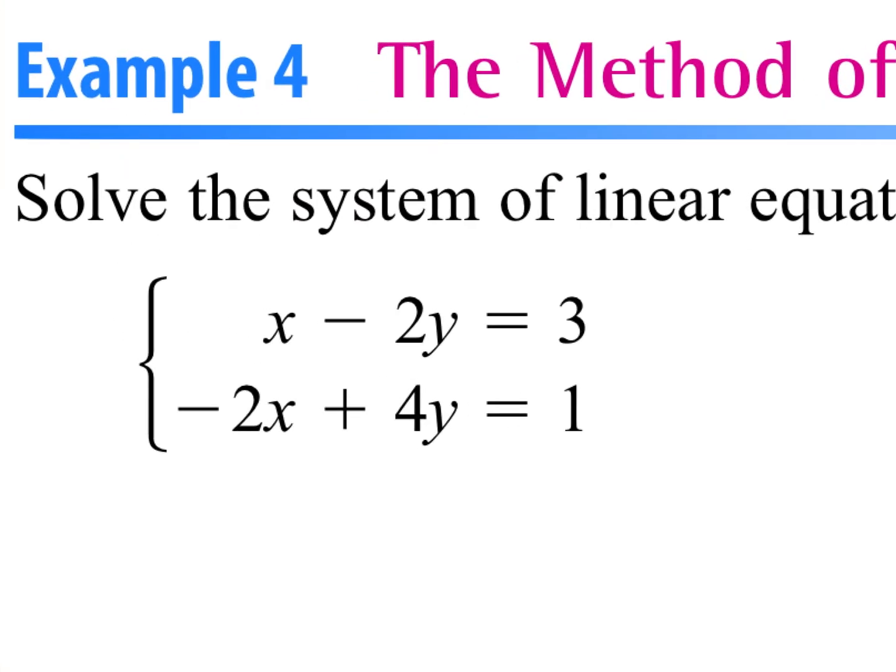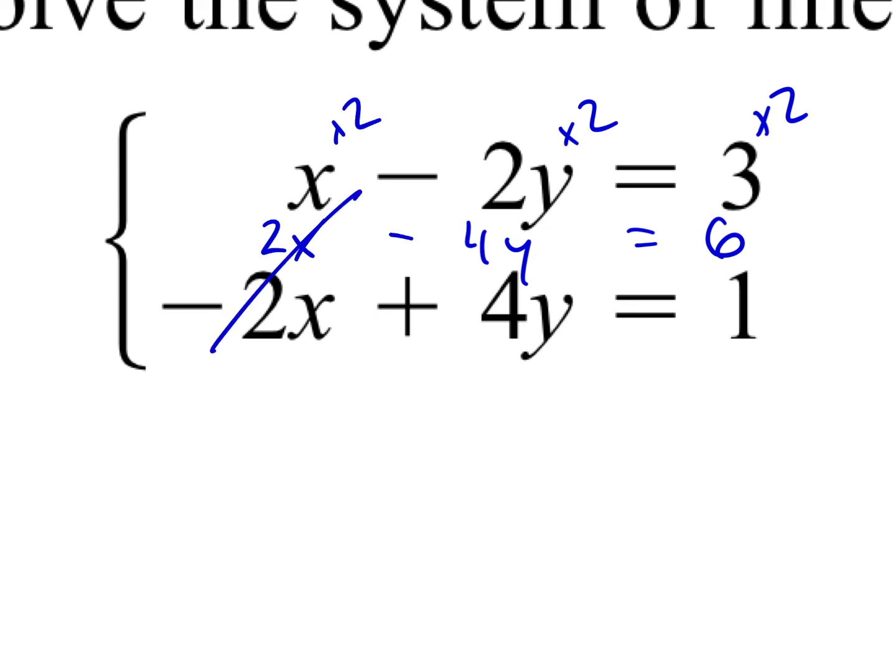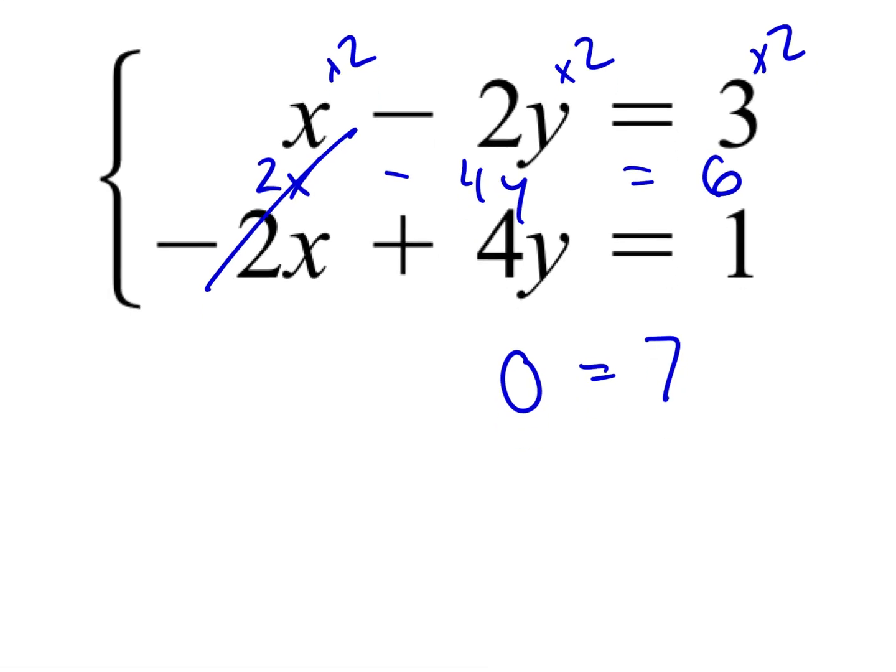All right, example 4. Do I have a variable that'll cancel out right away? No, so what do I have to multiply, and by which equation? 2 to the top one. So this becomes 2x minus 4y is equal to 6. The x's cancel. What's negative 4y plus 4y? 0. And 6 plus 1? So does 0 equal 7? What's my answer? No solution.